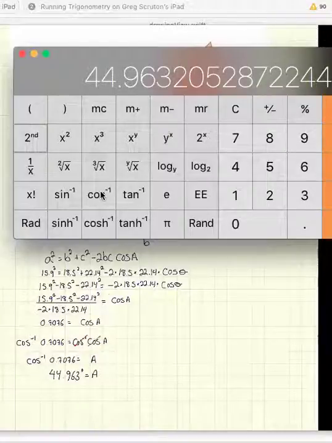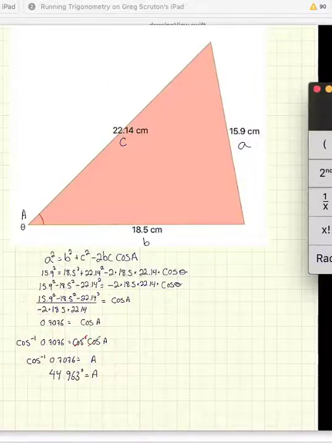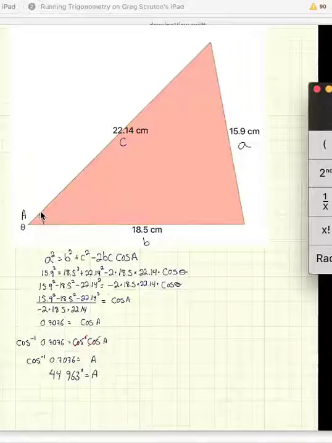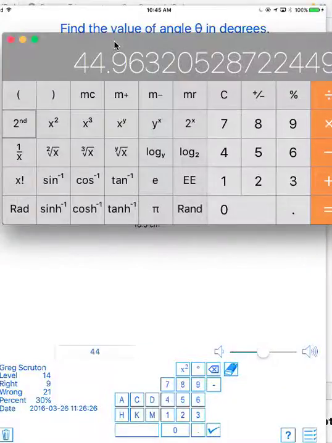And let's ask ourselves if this makes sense. Here's our angle A. Does that look to be about 45 degrees? Sure it does. All right, so into the app, 44.963 degrees, and we click on the check button to check to see if we're right. Yay!